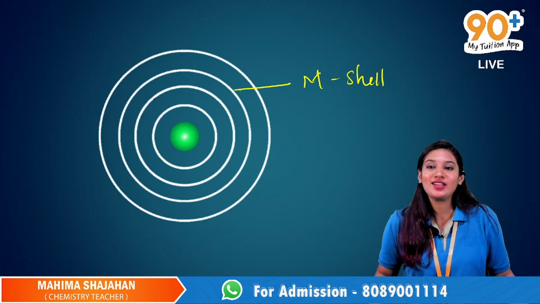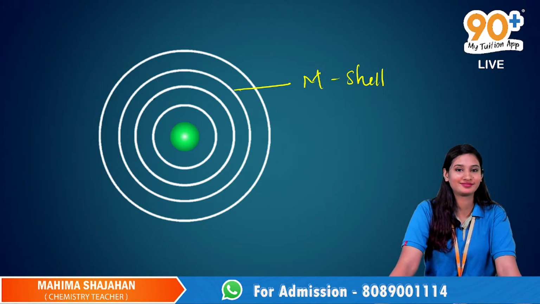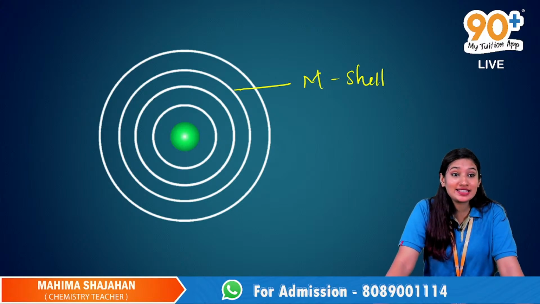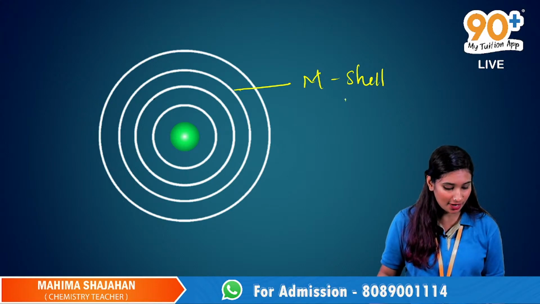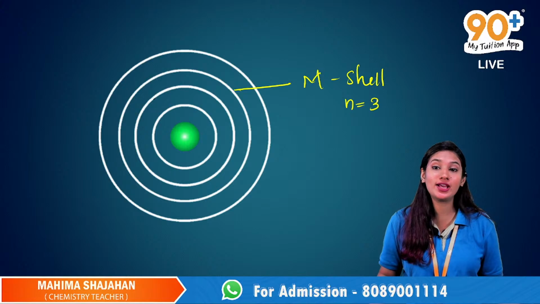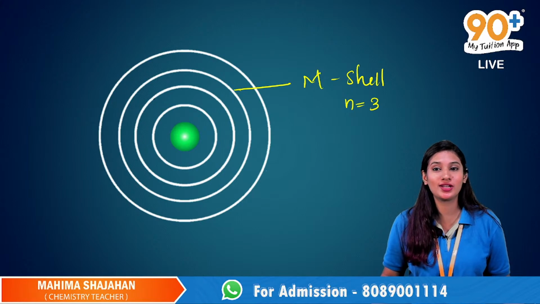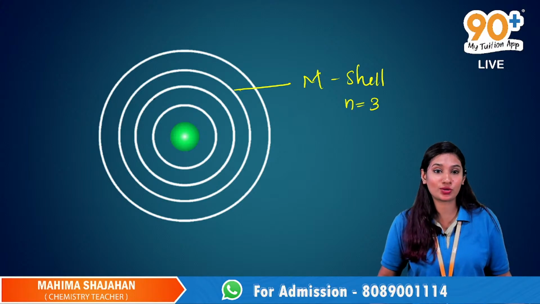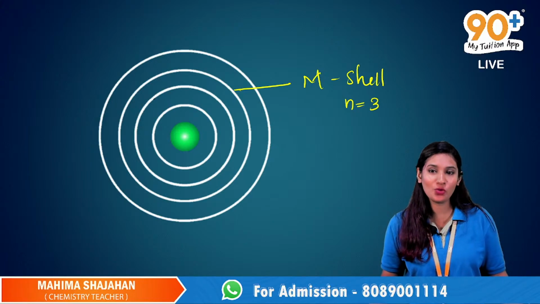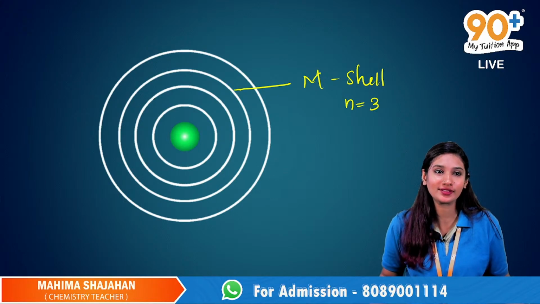So, tell me, what is the maximum number of electrons that can be accommodated in the M shell? That is our third shell. Do you remember the formula that we said before? What was the first rule? The maximum number of electrons that can be accommodated in a shell is given by a formula. What was that formula?